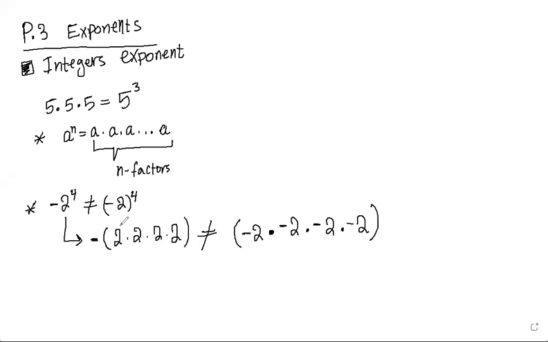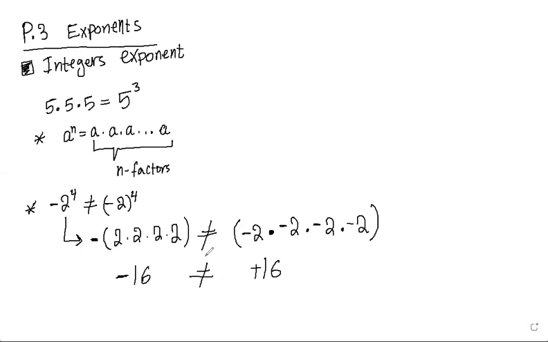Because here the answer is negative, here the answer is positive. This will give me minus 16, but here they give me only 16 positive. And this is not equal to each other. Minus 16 is not equal to 16. Okay?